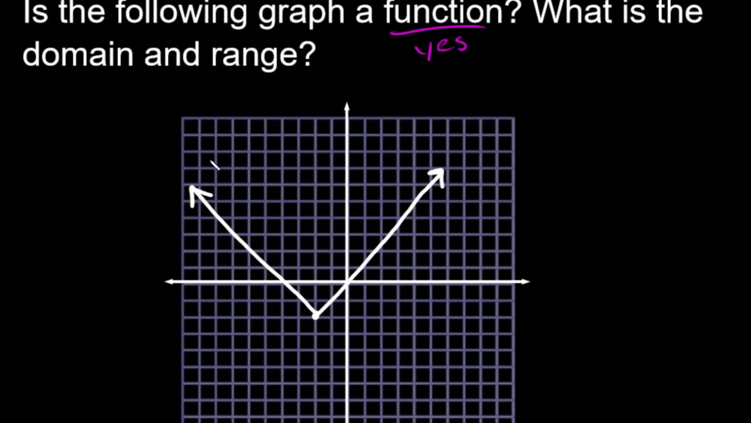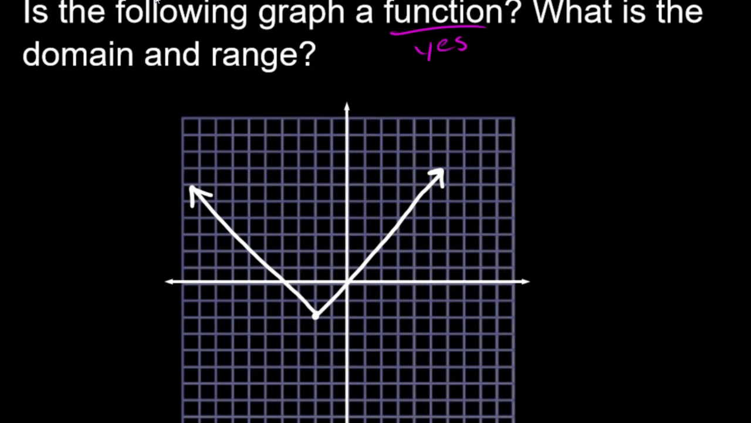What is the domain and range? Now, this is the tricky part that's hard for students to understand. I'll try to go through this really clearly. Domain is supposed to be the set of all x values of your function. So how that translates on a graph is, let me try to think about how I want to say this in a way that won't confuse you.